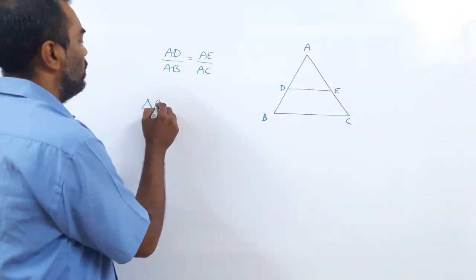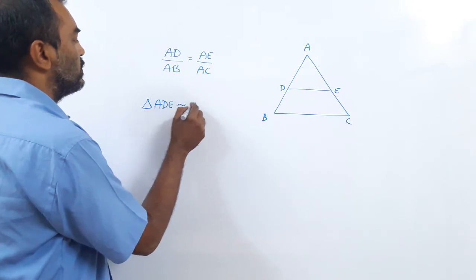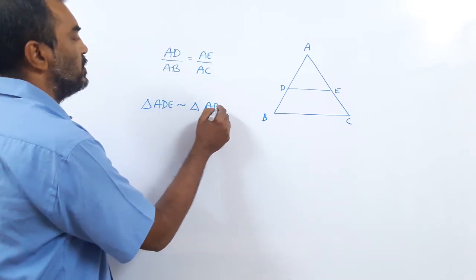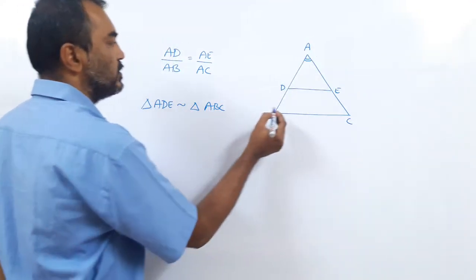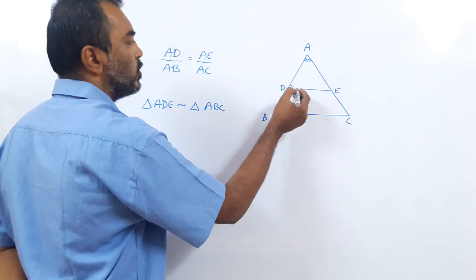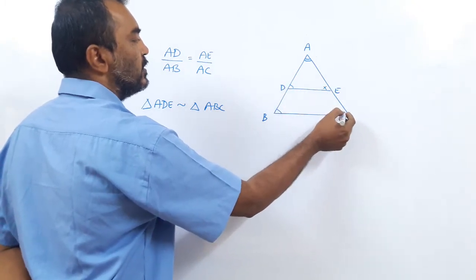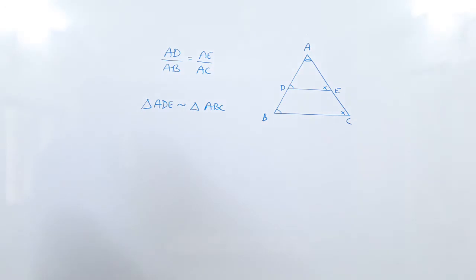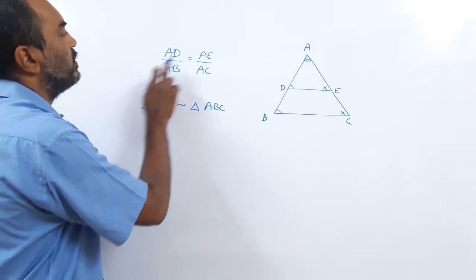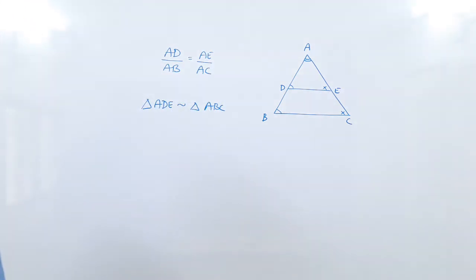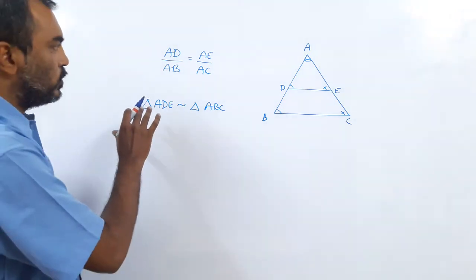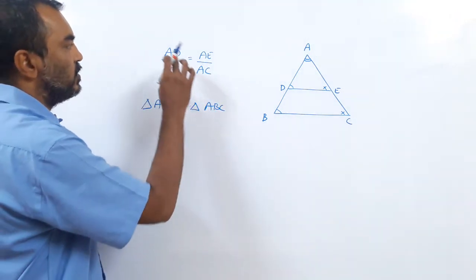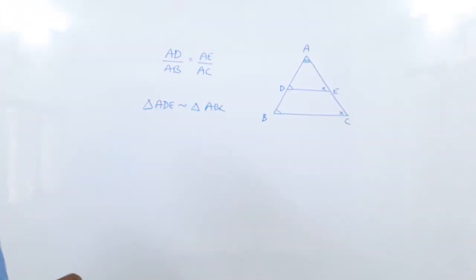Here, triangle ADE is similar to triangle ABC because angle A is common in both the triangles. Angle B and D are corresponding, so they are equal, and angle E and C are corresponding, so they are equal. So these two triangles are similar triangles, and similarity told us that the ratios have to be equal. I hope you have followed what I am trying to tell you. So, when the triangles are similar, the ratio of the sides are equal.